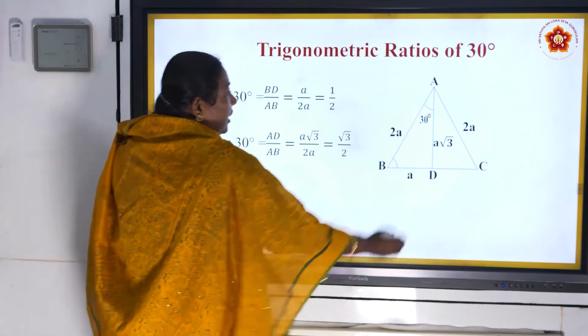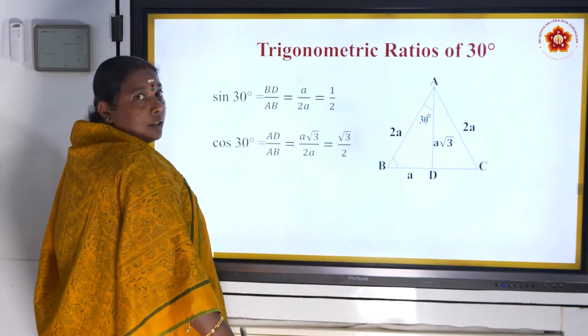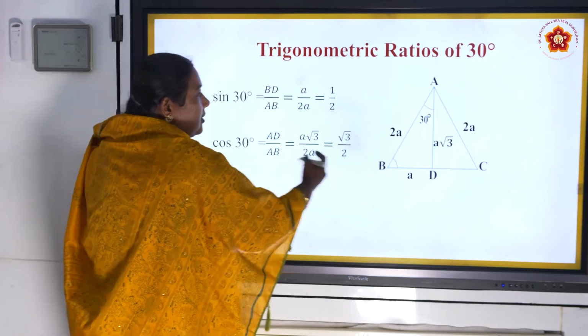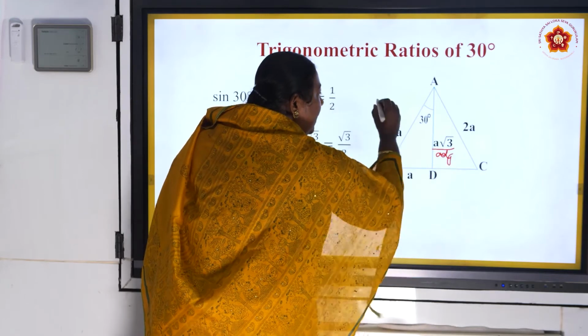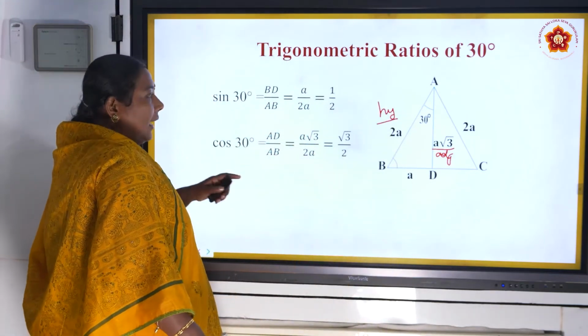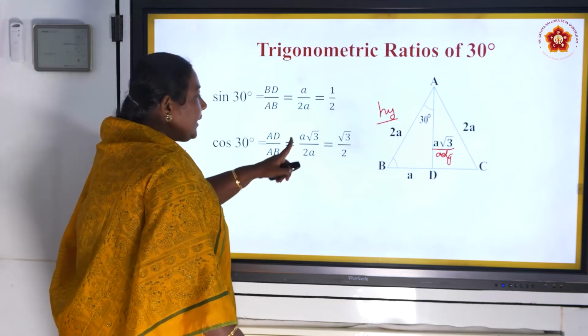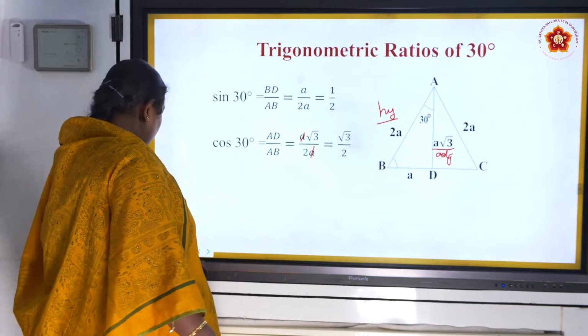Cos 30 is adjacent side by hypotenuse. Right? Who is the adjacent side? A root 3. Adjacent side by hypotenuse: A root 3 by 2A. So what do I get? A and A get cancelled. Root 3 by 2. Okay.